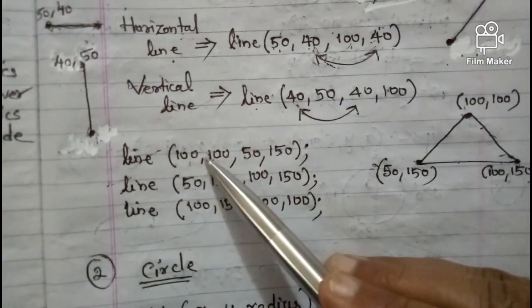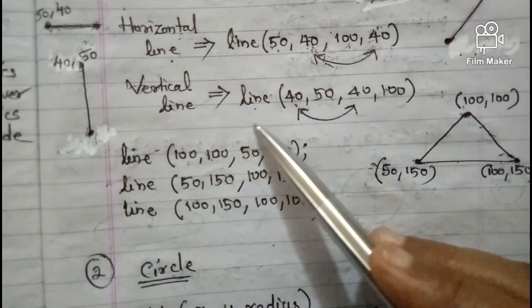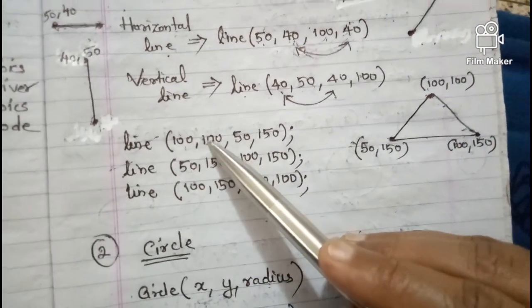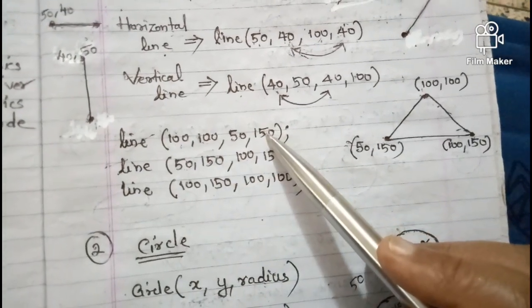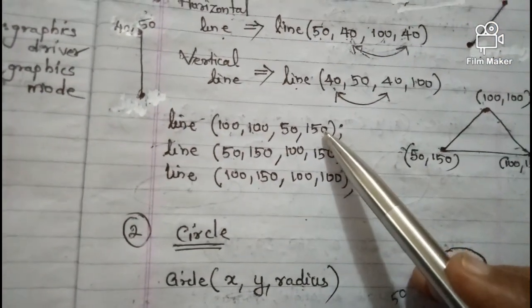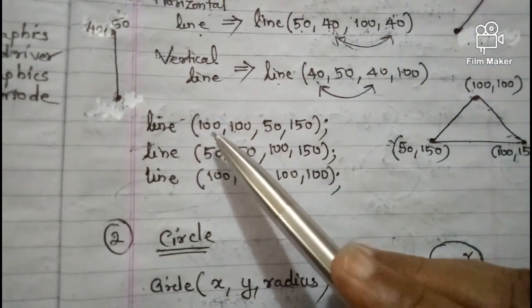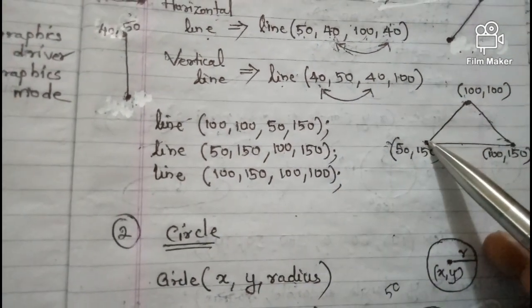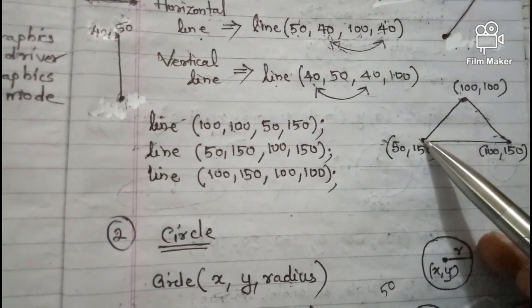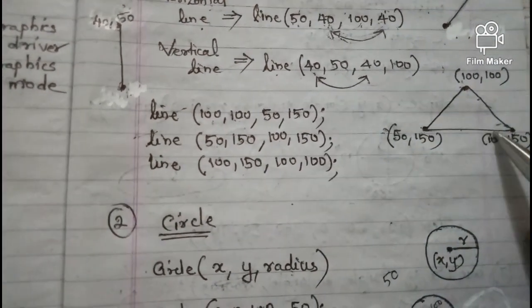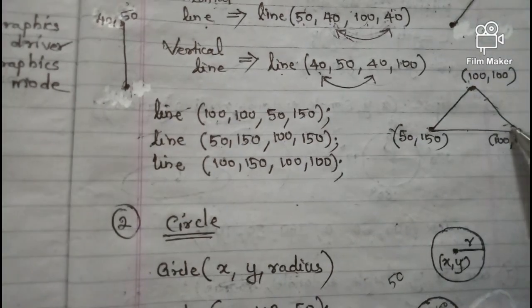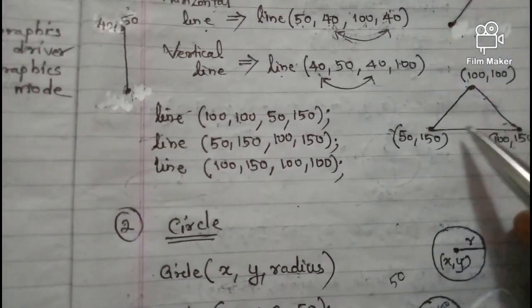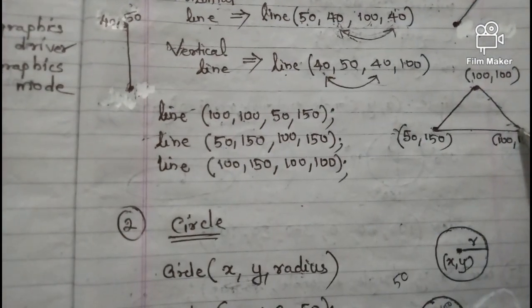So from 100, 100, x decreased and y increased. This indicates we moved towards left, and this indicates that we moved towards downwards. So after specifying this line function, we reached from this point to this point. Now I am going to draw the second line, that is this line, and we know that this is a horizontal line. Remember the rule: to draw the horizontal line, both endpoints are in the same row.